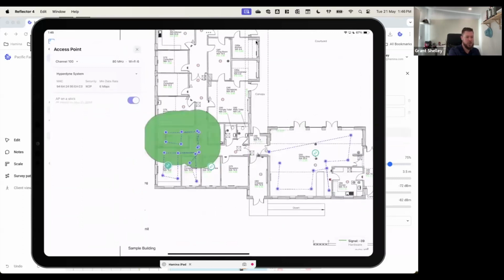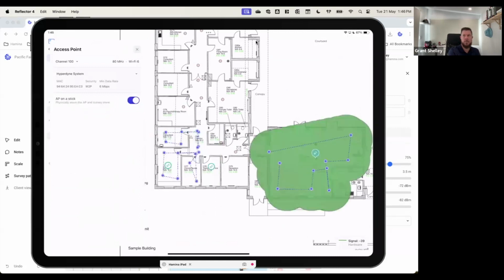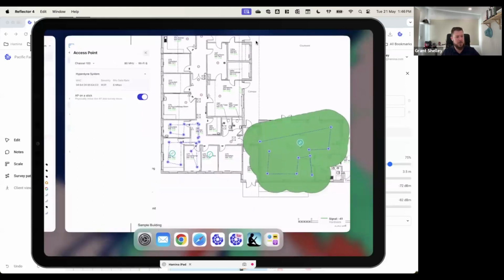but they are all showing as the same AP. So that's something that's coming fairly soon to the mainline Hamina Onsite app.